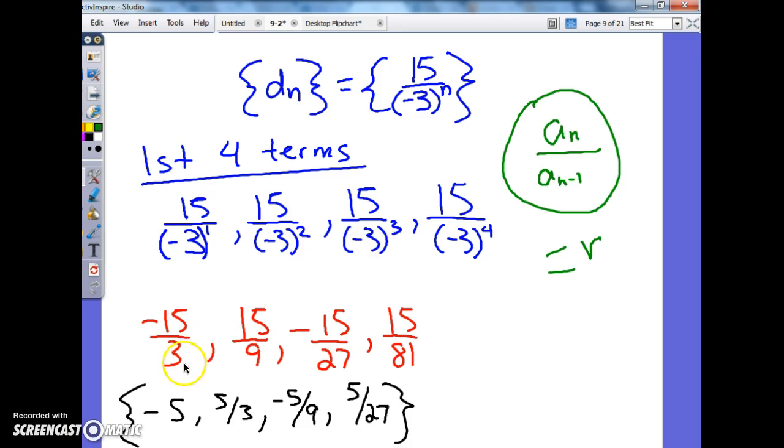I've written out these terms in different manners. This is negative 15 over 3, 15 over 9, negative 15 over 27, and so on. I simplified these a bit here: negative 5, 5/3, negative 5/9, and so on. Notice why the signs alternate, negative, plus: as you'll see, our common ratio is going to be a negative, but notice how I've got negative to an odd, even, odd power, even power. Any negative to an even power is positive.